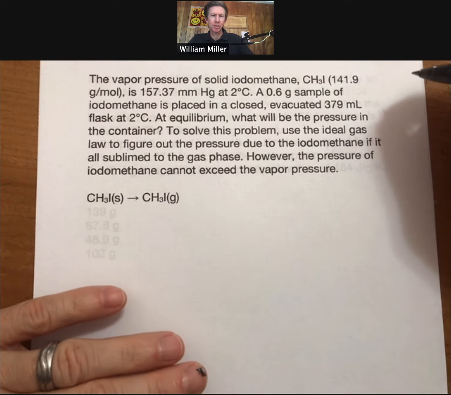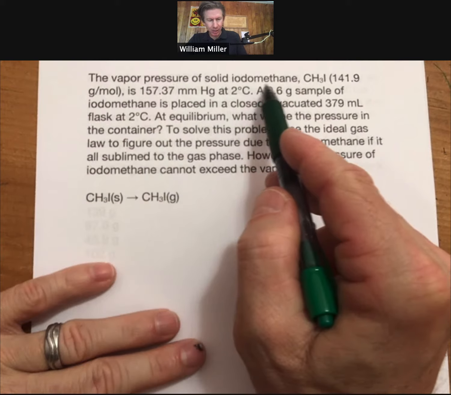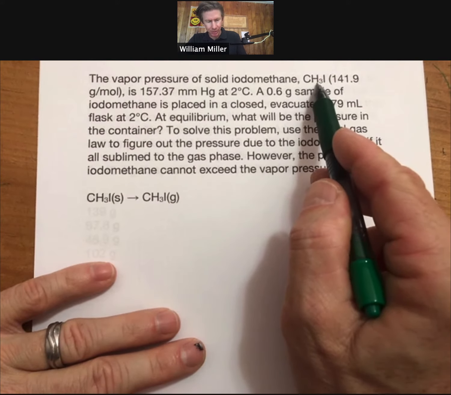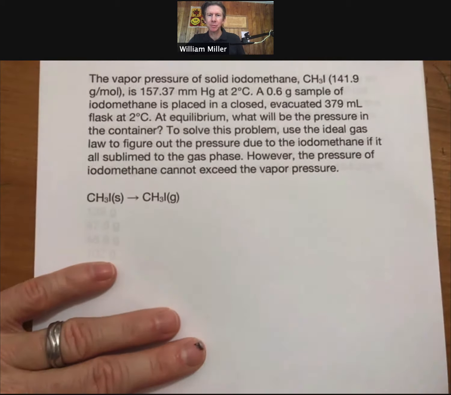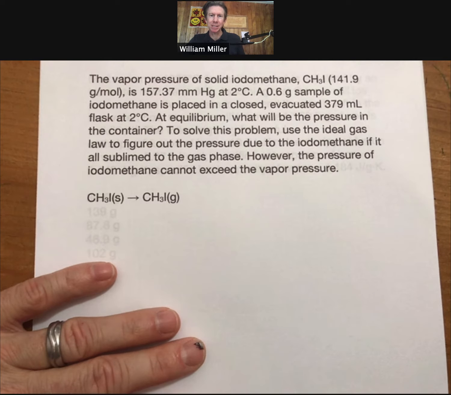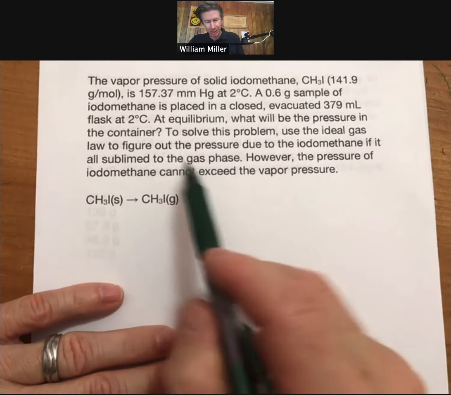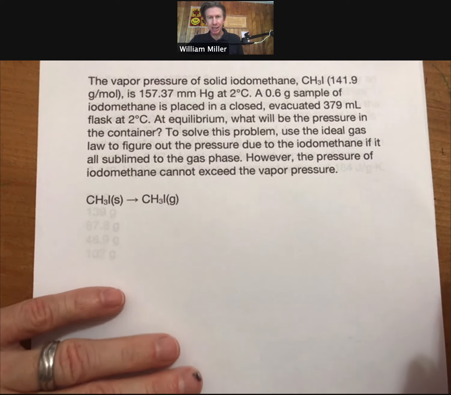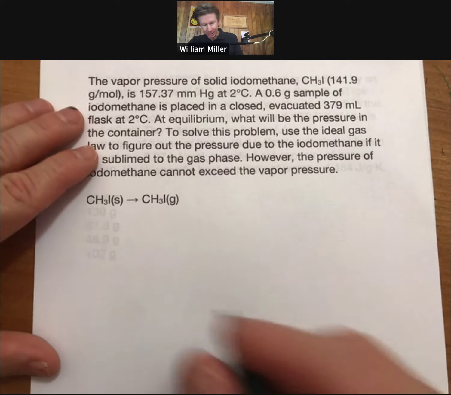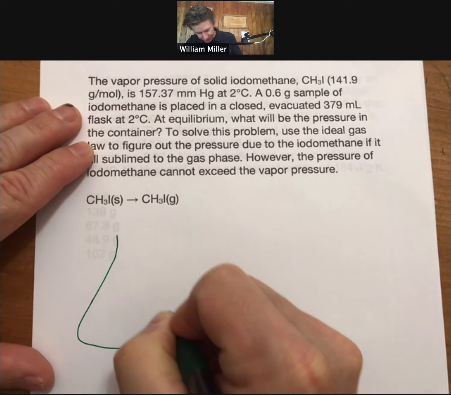This is a vapor pressure question, and it tells you that the vapor pressure of solid iodomethane, here's the formula for that, is 157.37 millimeters of mercury at 2 degrees Celsius. And we're going to put a 0.6 gram sample in a vessel, and really our process is going to look something like this. I like to draw it in an Erlenmeyer flask.